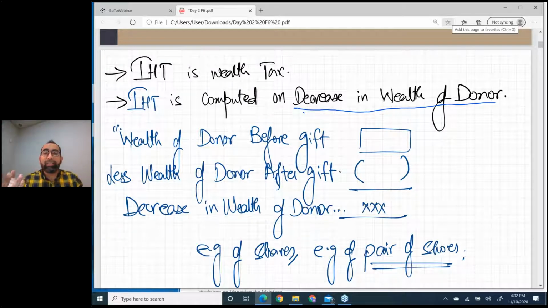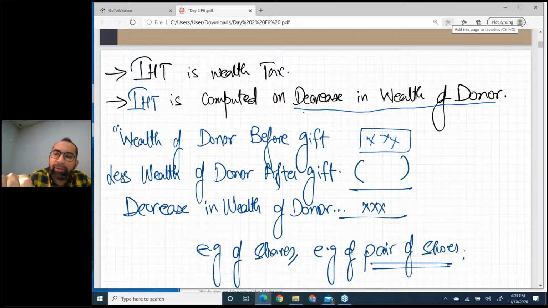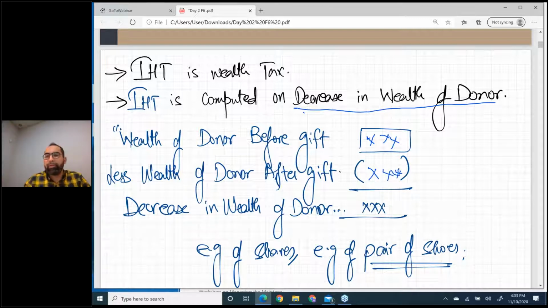Now, how do we calculate this decrease in wealth of donor? Listen very carefully. First of all, just think that the donor has not given any gift. Now calculate the value of that. So what is it? Wealth of donor before gift. First you will calculate this amount, wealth of donor before gift, and then after giving the gift, what is left with the donor? Calculate the value of that amount, right? So less wealth of donor after gift. When you take the difference of these two, you will come to the decrease in wealth of donor, right?